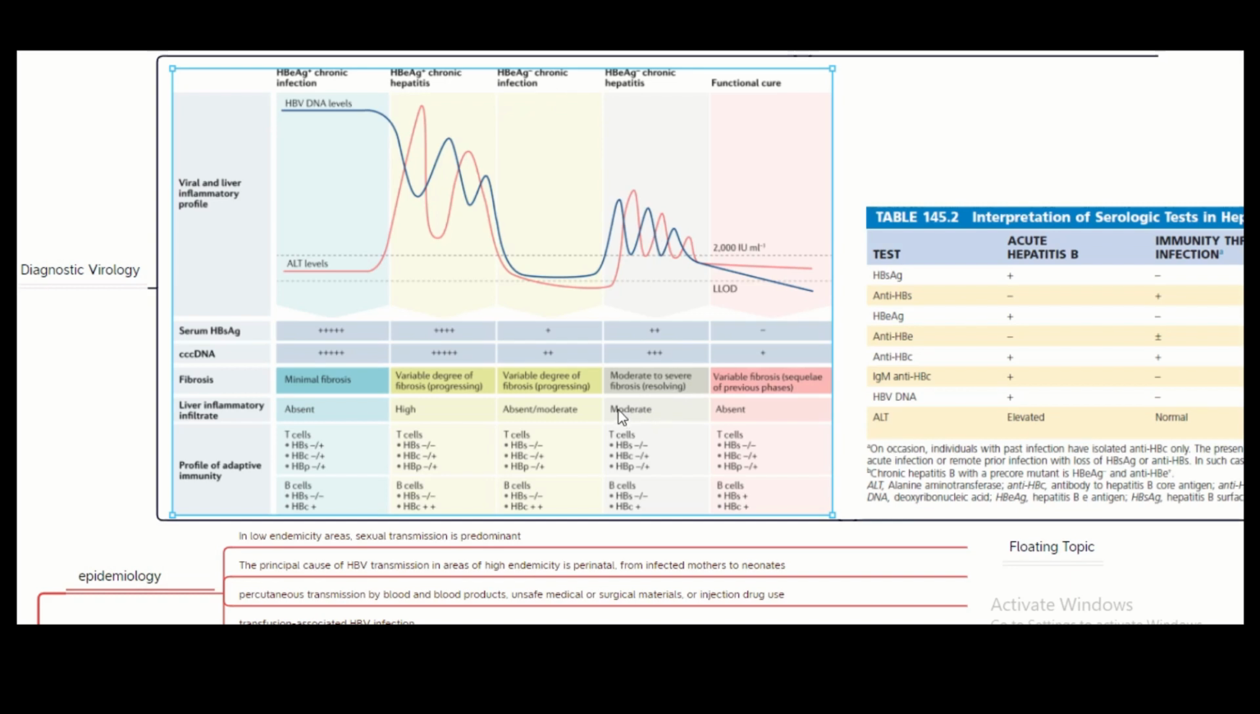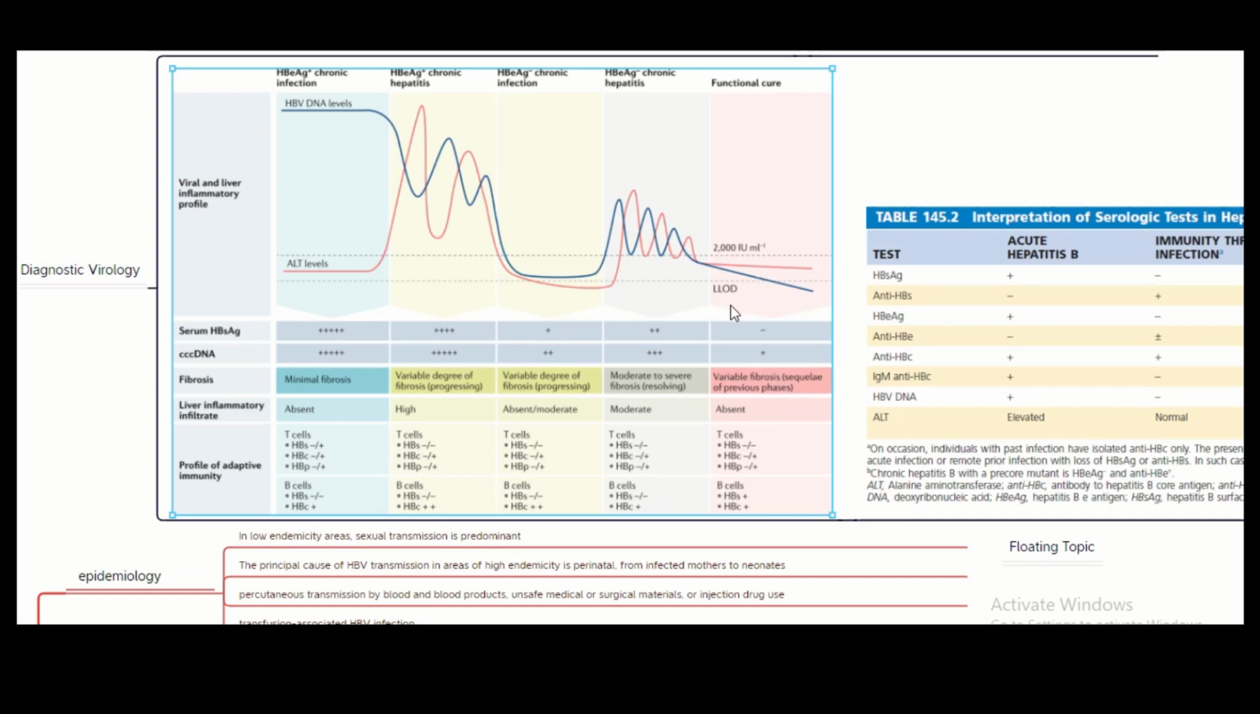Functional cure is when we are having fibrosis that is not progressing. It is usually the same level that arrived in the other phases before it. The fibrosis stops and doesn't continue. The HBsAg can be negative and the DNA is almost undetectable. This is lower than the lowest detectable DNA level, and the ALTs will come back to normal levels. And this is what we call a functional cure.